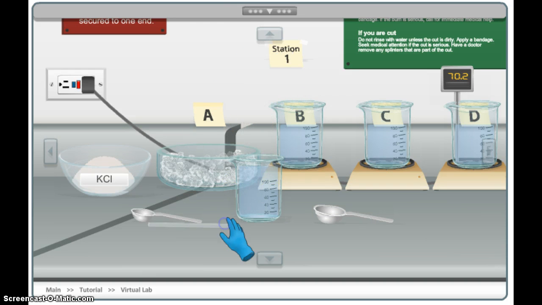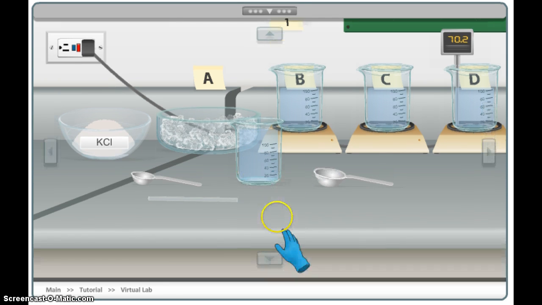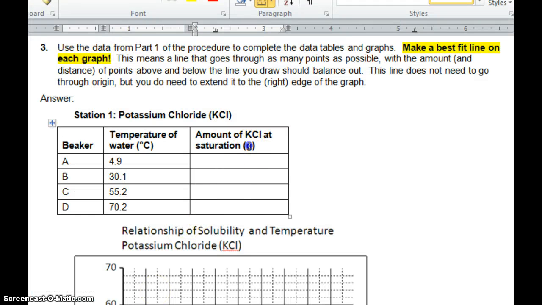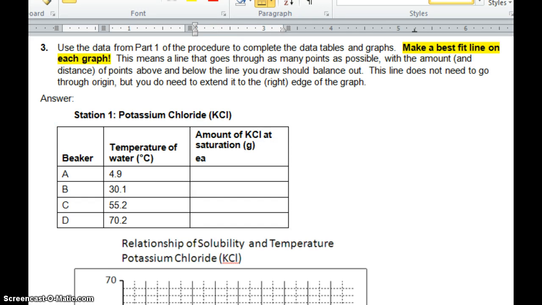All right, let's put in our sixth scoop. Did it all dissolve? No. Is it saturated? Yes, it is saturated. All right, so let's do scoops. Oh, it has it in grams, that's right. So each scoop equals 5 grams, and it took until the sixth scoop, so 6 scoops times 5 grams per scoop gives me 30 grams. It became saturated.